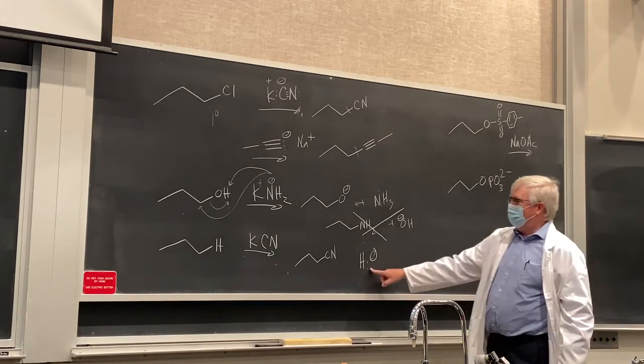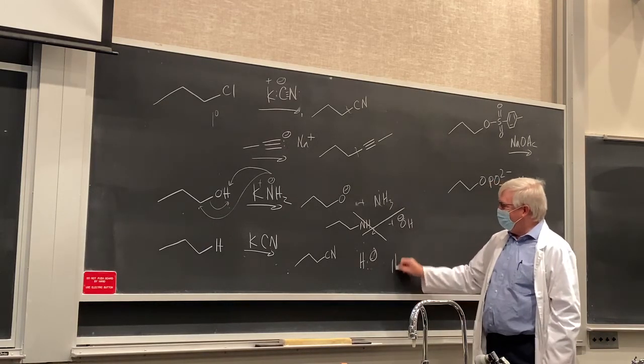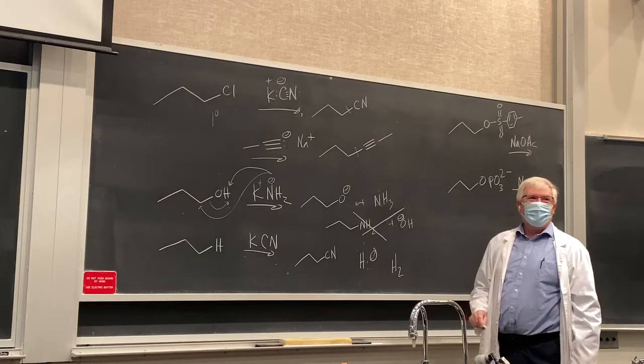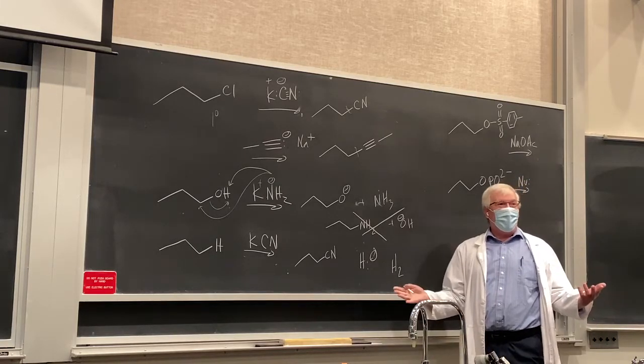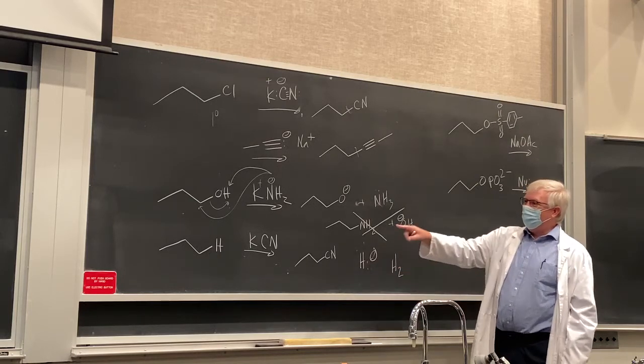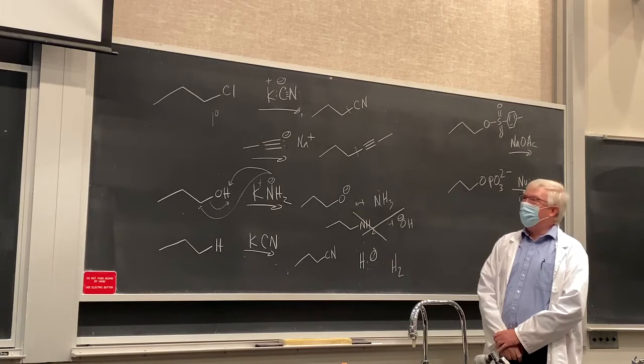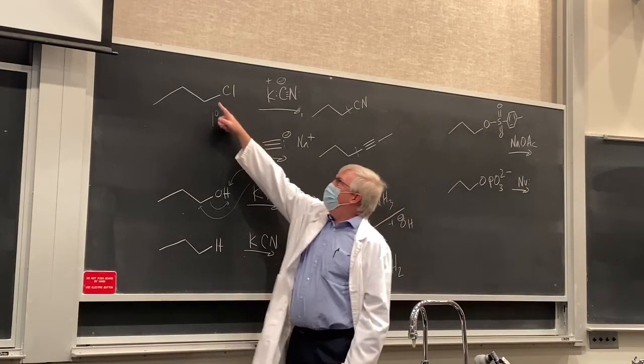How good of a leaving group is hydride? Just come on. Not very good, right? Its conjugate acid is hydrogen gas, which has a pKa of 35. Okay, so this is very basic to pull that off. Plus, a carbon-hydrogen bond is very stable. That's not a good leaving group, okay? The better leaving groups are these, right?